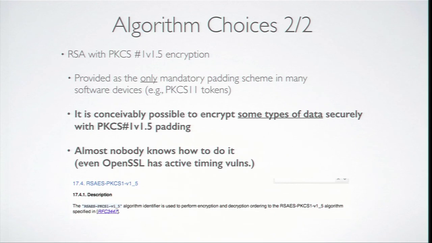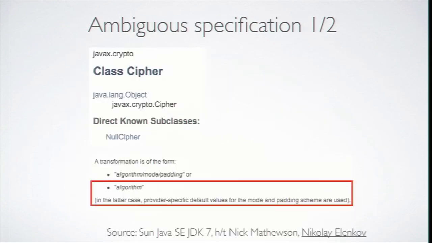OpenSSL has bugs because of it. It's terrible. And these things were invented in the 1990s before we knew any better. But we still offer them as options to developers who shouldn't have to make these decisions.